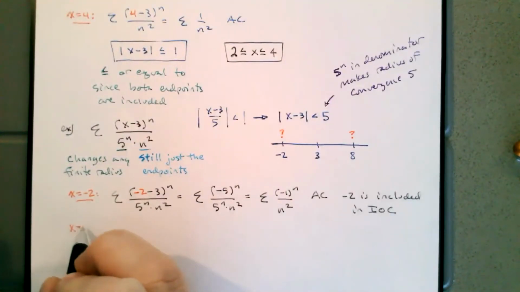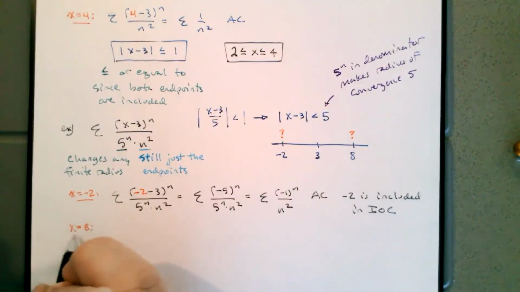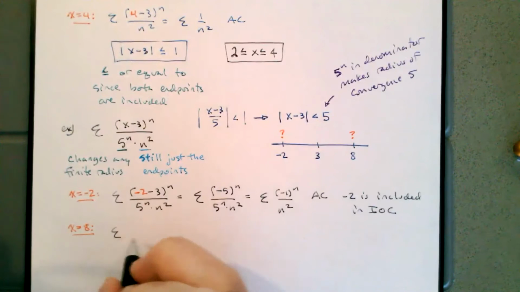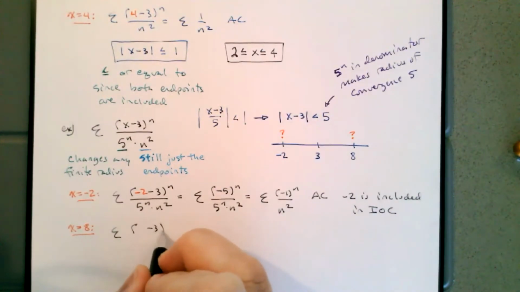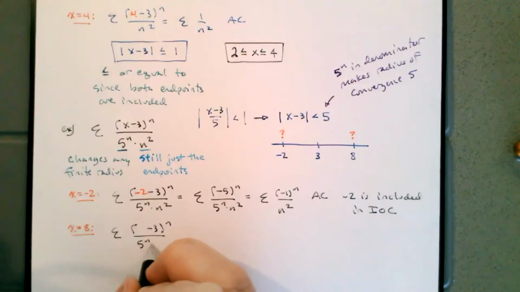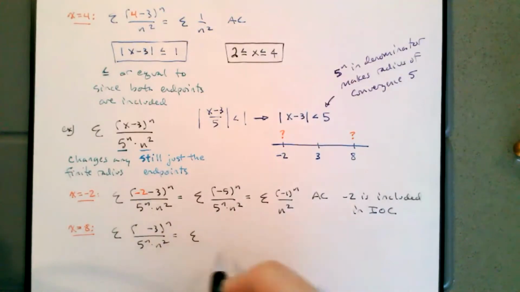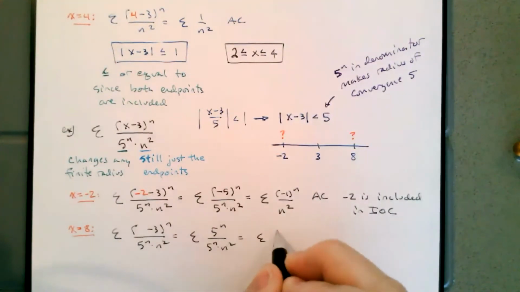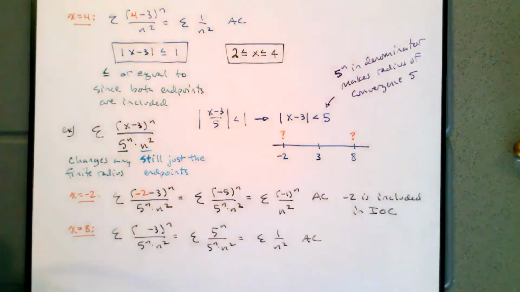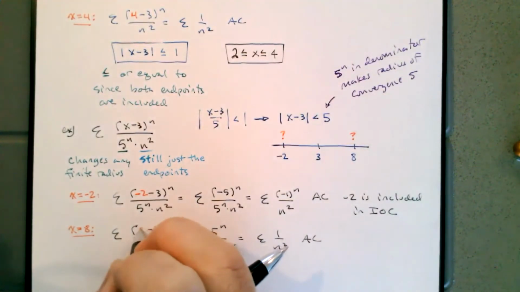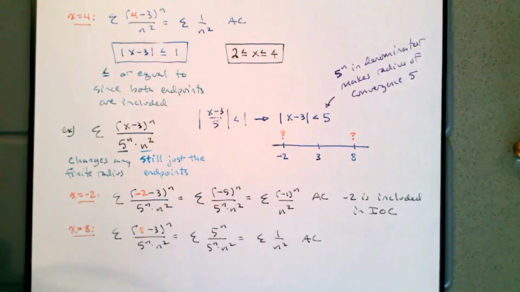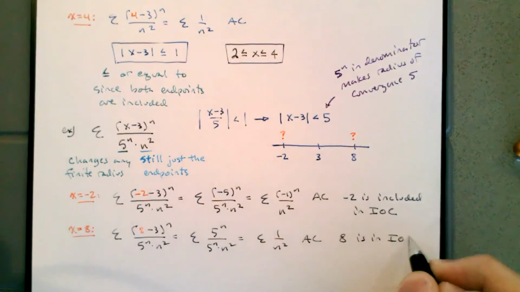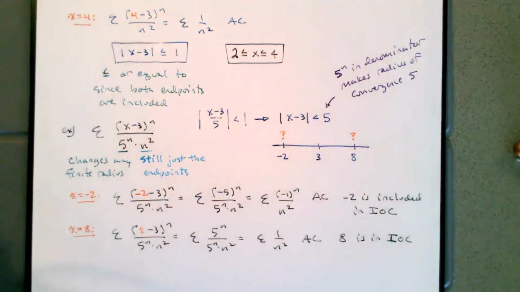So when x is equal to 8, we get the sum of (8 minus 3) to the n, and so we'll have 5 to the n over 5 to the n times n squared, which is just the sum of 1 over n squared, which is still absolutely convergent. So 8 is included in the interval of convergence.